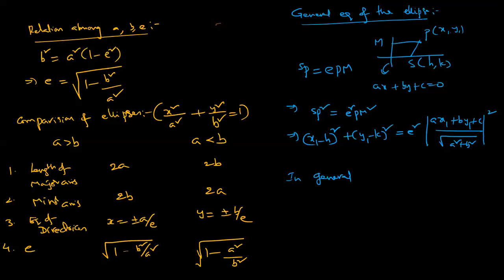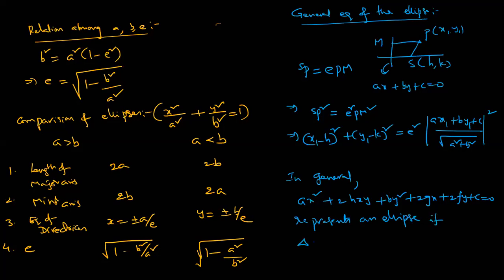Thank you. In general, if you are simplifying this equation, we get ax square plus 2hxy plus by square plus 2gx plus 2fy plus c is equal to 0. So this is what represents a second degree equation. Fine. It represents an ellipse. So what condition is required?